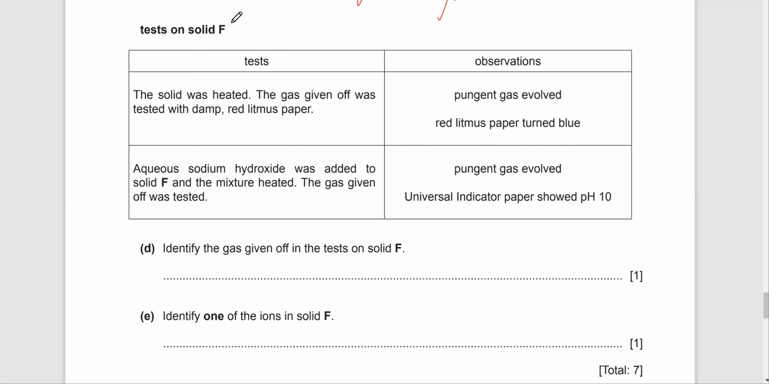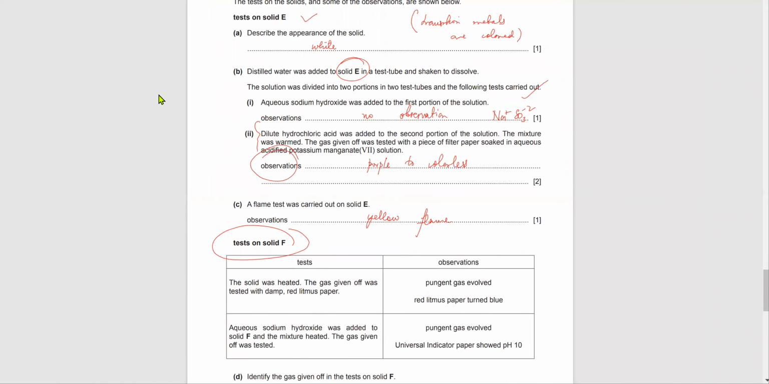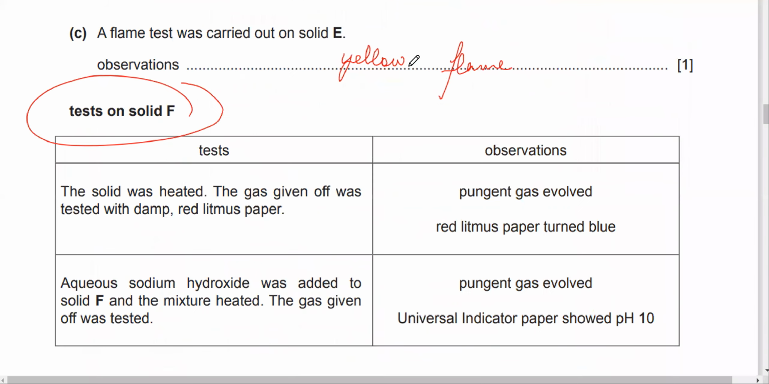अच्छा, टेस्ट ऑन सॉलिड F. F के बारे में उसने कुछ नहीं बताया था. He never told us what F was. तो पिछले वाले का आसान था क्योंकि पिछले वाले में he had told us everything कि what compound it was. जो last one था. अच्छा, F के बारे में nothing is known. So he's saying the solid was heated. The gas given off was tested with damp red litmus paper. A pungent gas was evolved which turned.